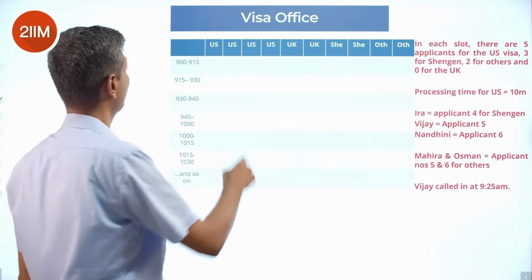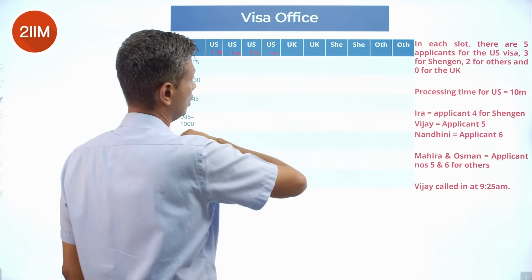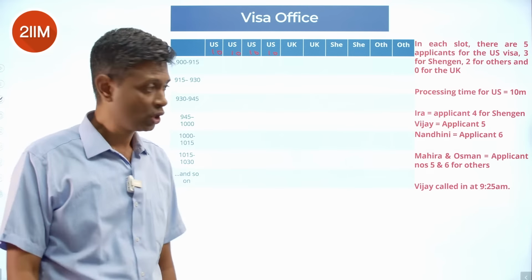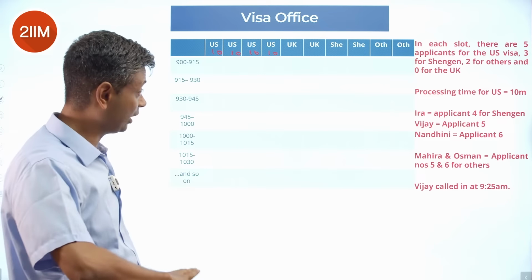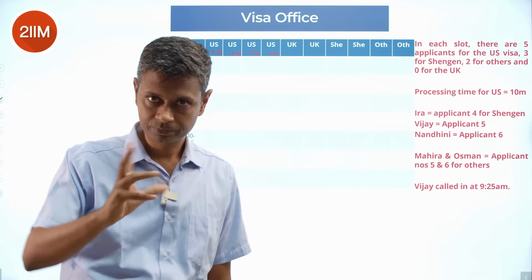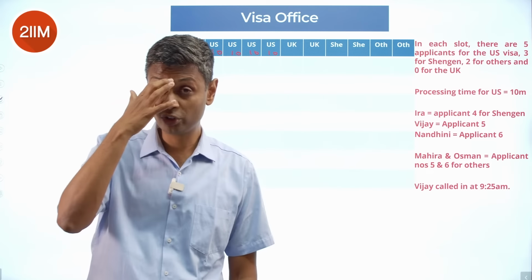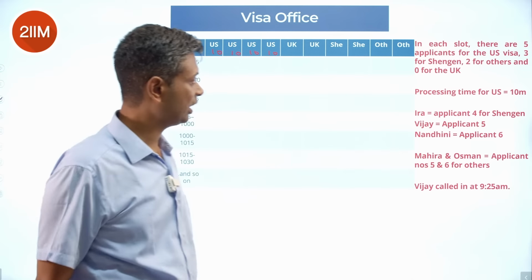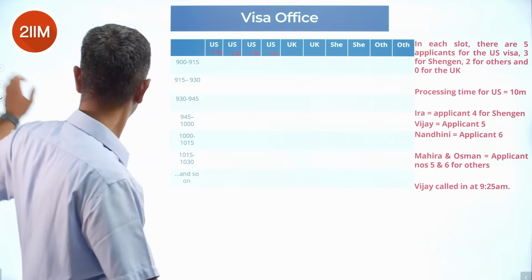Processing time for the US is 10 minutes. UK is 10 minutes, but we don't care. For Schengen and others, we don't know. Vijay is called in at 9:25. So he comes at 9:20 and he's called in at 9:25. And so Vijay is applicant number 5 for Schengen because he comes in the 9:15 slot, but he's after Ira. Ira is the 4th applicant, Vijay is the 5th applicant from Schengen. Lovely.